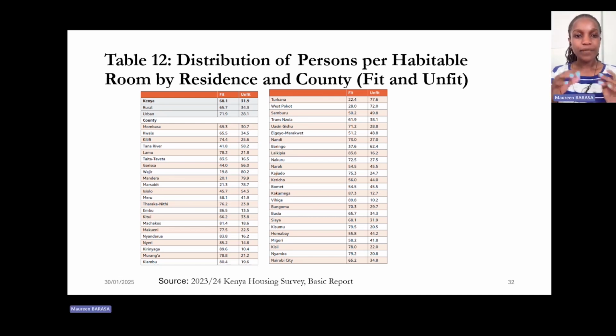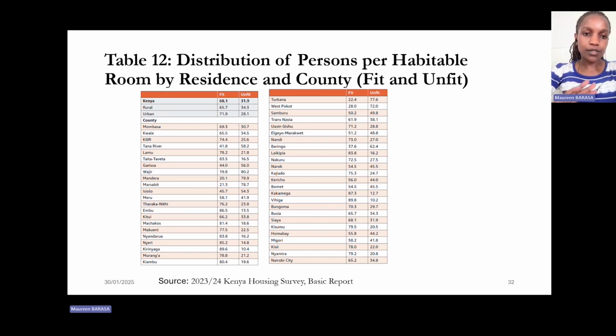So on the distribution of persons per habitable room by residence and county, at least 68.1% of houses were considered fit for habitation, and 31.9%, that's close to a third of households, were considered unfit for habitation.